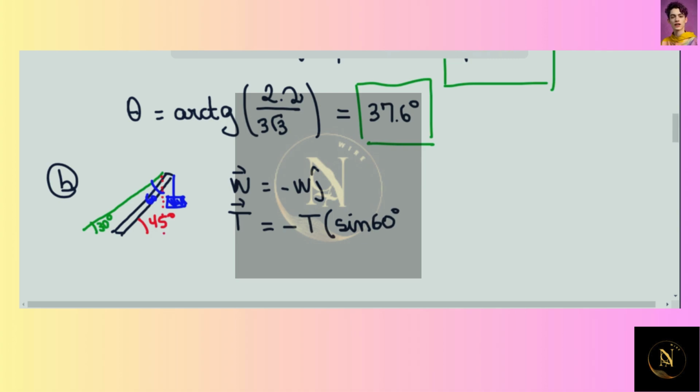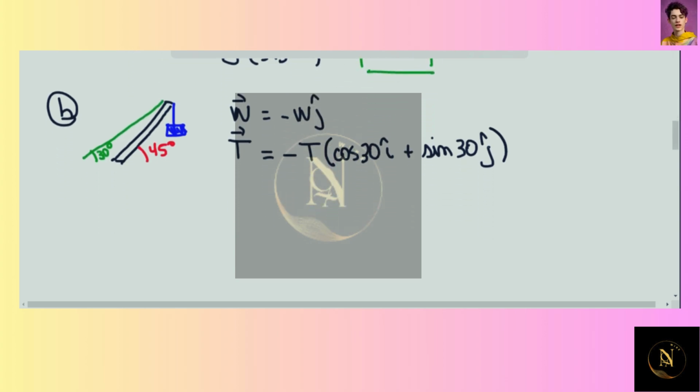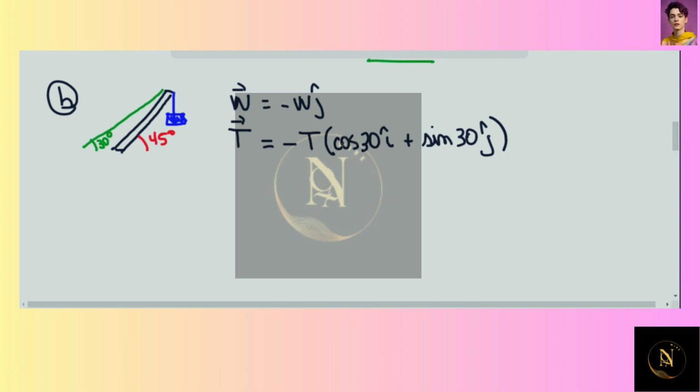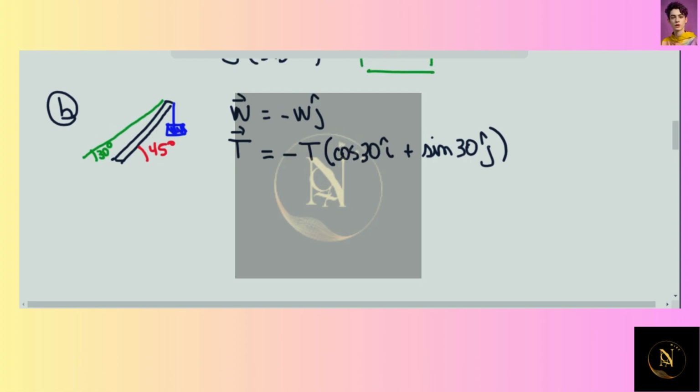So actually, let me just be a little more clear. I'm going to write this as minus the cosine of 30 i plus sine of 30 j. Okay, so what we have to do first is to apply that the total torque is equal to 0. Notice that the angle that the rope makes with the strut is equal to 15 degrees, and we can show that.